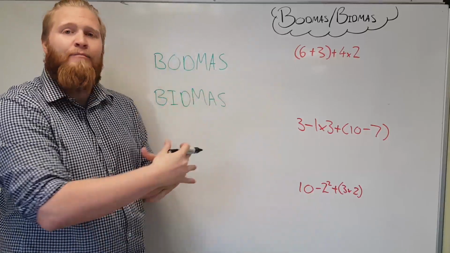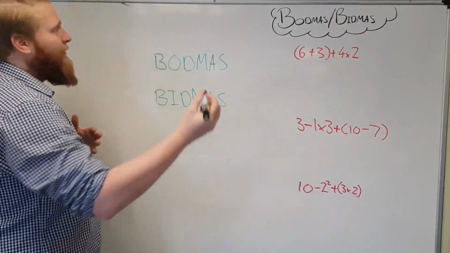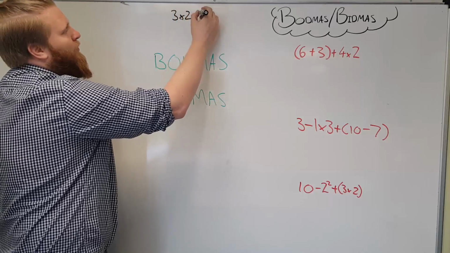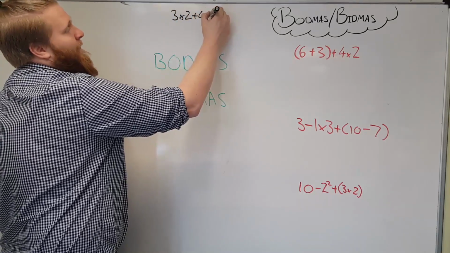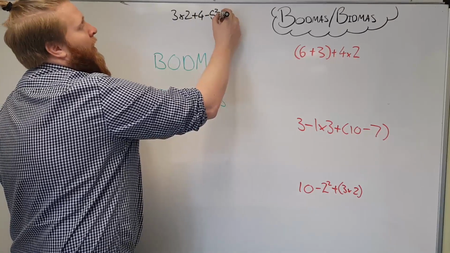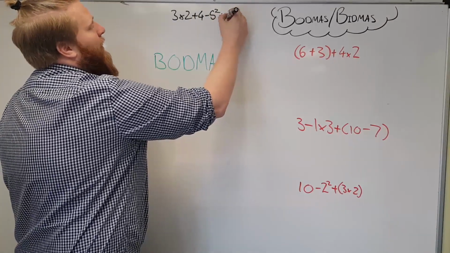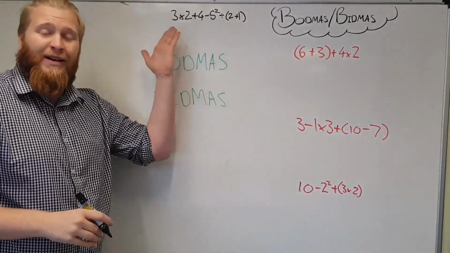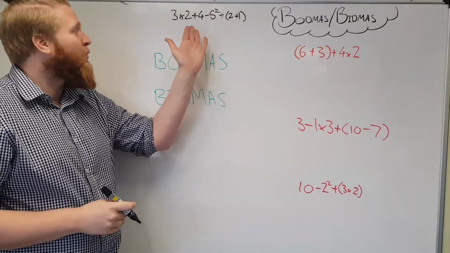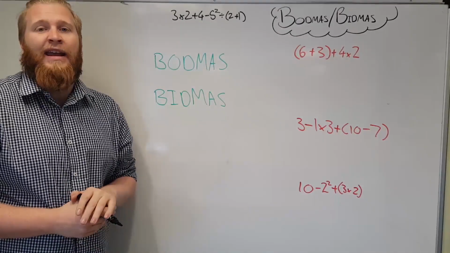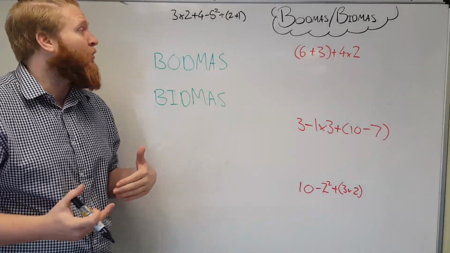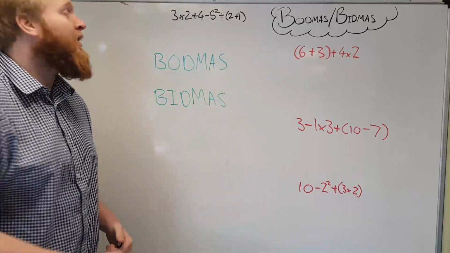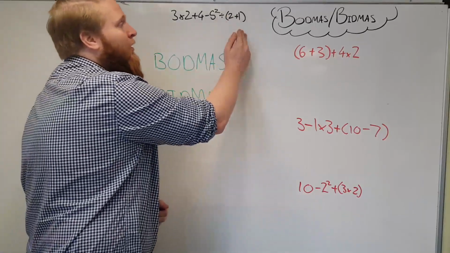Now the reason that we have BODMAS and BIDMAS is because when we have a sum, say something like 3 times 2 plus 4, take away 5 squared, divided by 2 plus 1, okay? Now that's a big sum, probably not one that you would see in primary school in Key Stage 2 at all, but it's a long sum. Now, with, say, English, when we're reading, we just go from left to right.